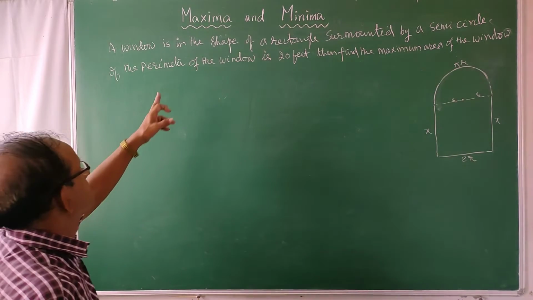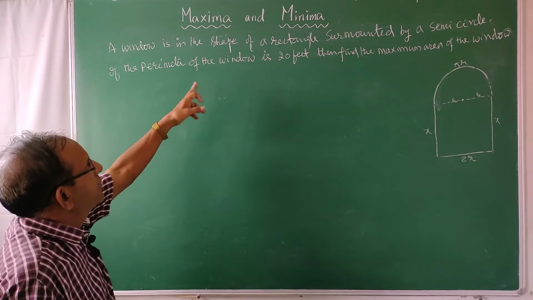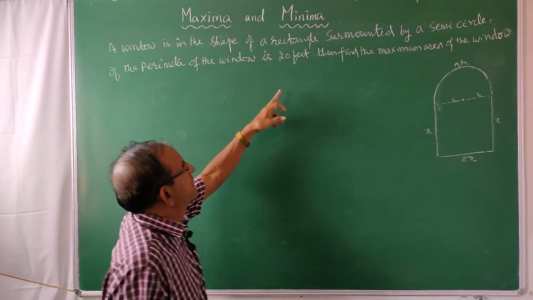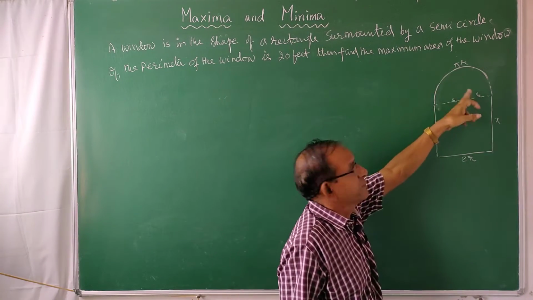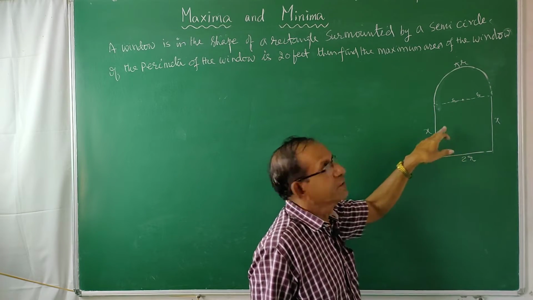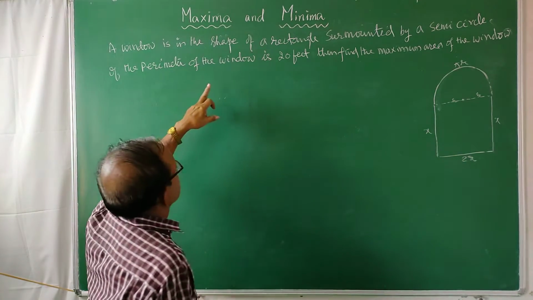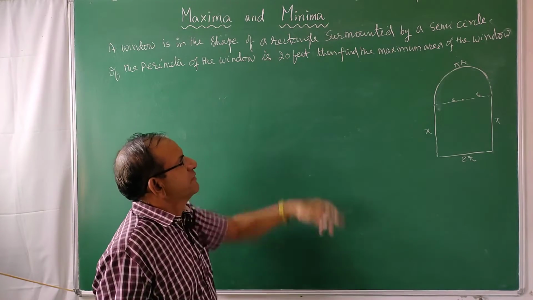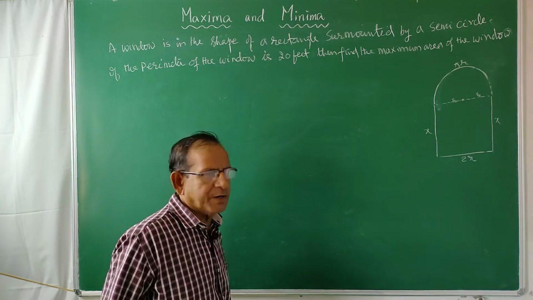Say this question. A window is in the shape of a rectangle surmounted by a semicircle, and the perimeter of this window is given as 20 feet. Then find the maximum area of the window.